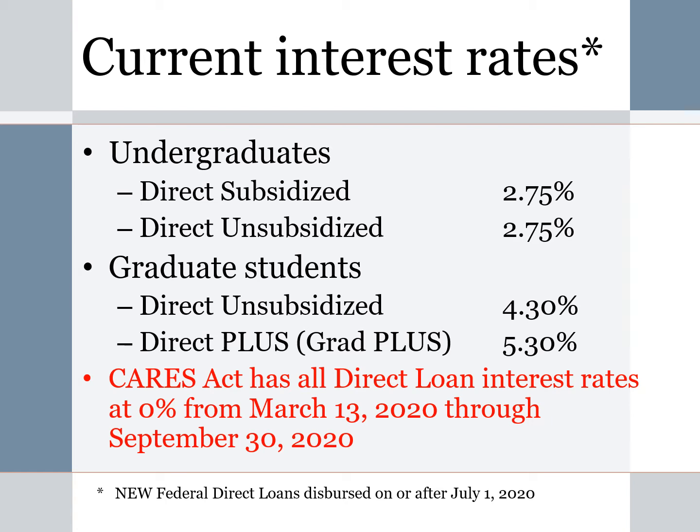Now you'll notice we have highlighted in red, in response to the coronavirus pandemic, the CARES Act was passed, and that has set the interest rates on all direct loans, including direct loans you would have taken out before this year. The CARES Act has set the interest rate on all direct loans at 0% from March 13, 2020 through September 30, 2020. On October 1, the rates will revert to the rates you're looking at now, once again for new loans dispersed on or after July 1, 2020.